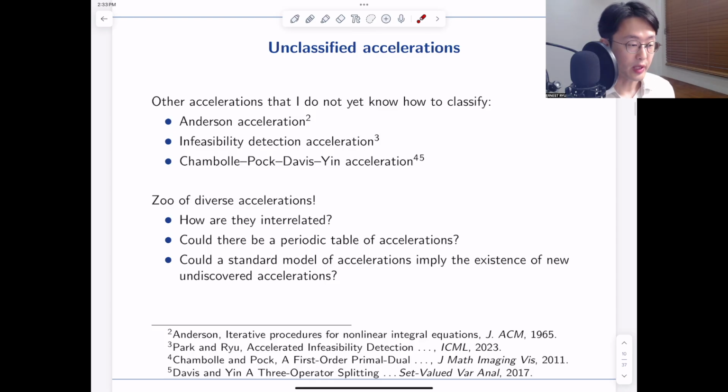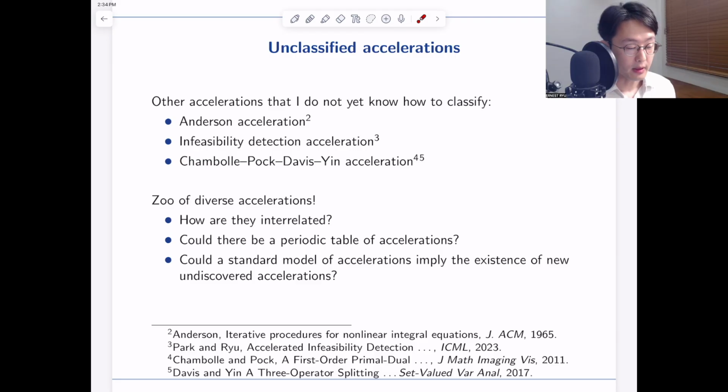Okay, so in the previous slide, I listed a bunch of methods and classified them into three categories, which I'll talk about in this talk. But I also want to mention that there are other accelerations that I do not yet know how to classify. There's the Anderson acceleration, there's the inertial Halpern acceleration, there's the Chambolle-Pock-Davis-Yin acceleration. I think these accelerations are distinct from the three classes that I've described, but maybe if I were to think about them more carefully, they fit into them, or maybe they warrant creating another category. I just haven't had the time to think about these in much detail, and maybe I'll do so in future work. But the point is that the zoo of accelerations is diverse. That's the point that I want to make.